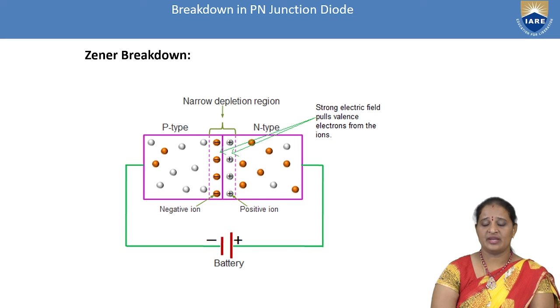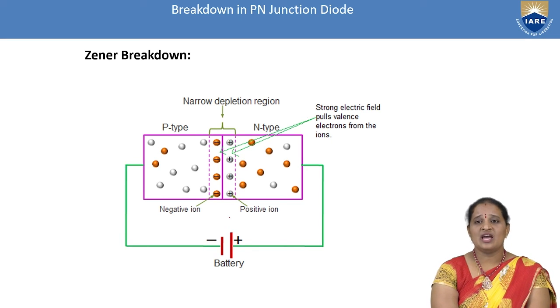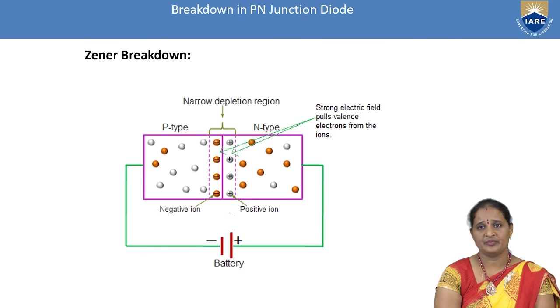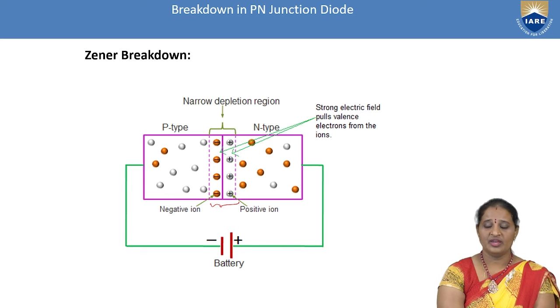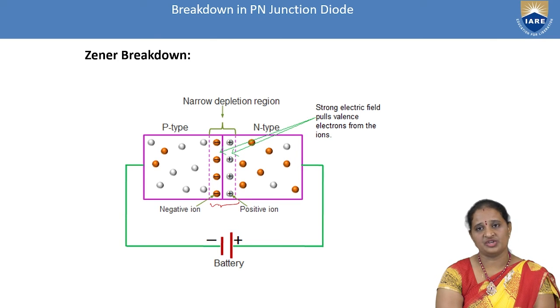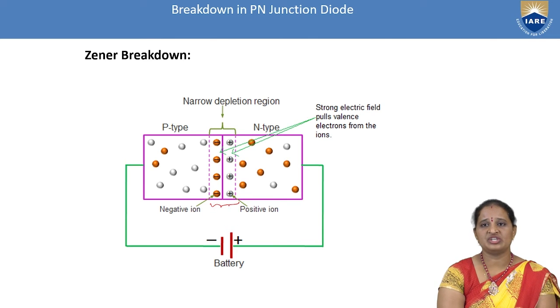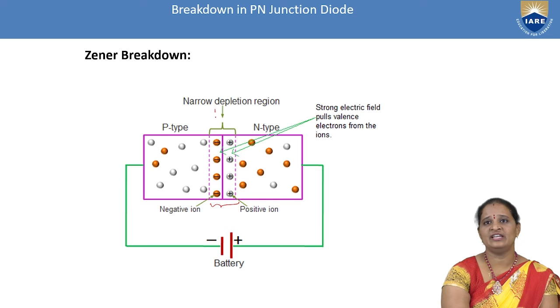Now coming to the Zener breakdown. Zener breakdown happens in heavily doped diodes. As I already told you, in heavily doped diodes the depletion region is thin. If you compare with the previous diagram, we had a wider depletion region in lightly doped diodes, whereas this is a heavily doped diode and hence the depletion region is very thin. As the depletion region is very thin, we have an intense electric field near the junction. That means this electric field is very high.